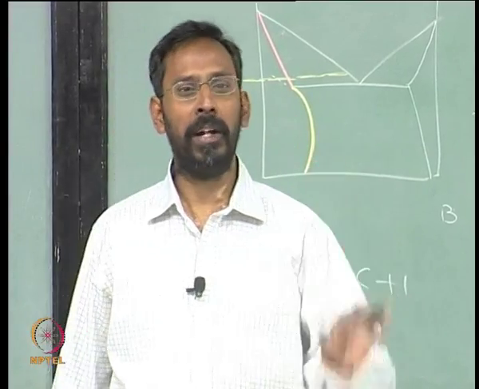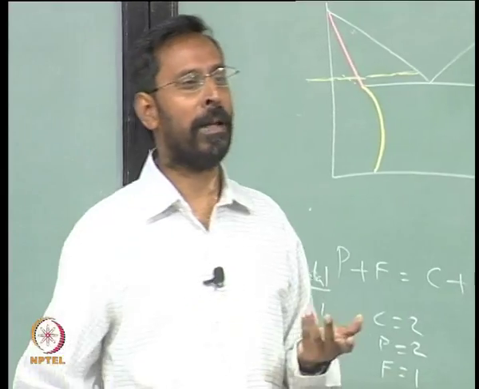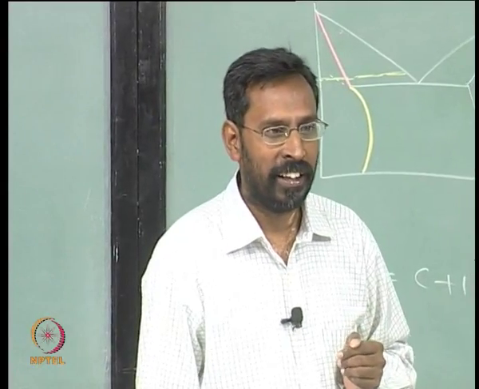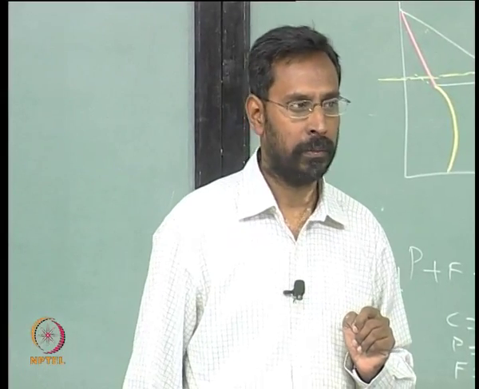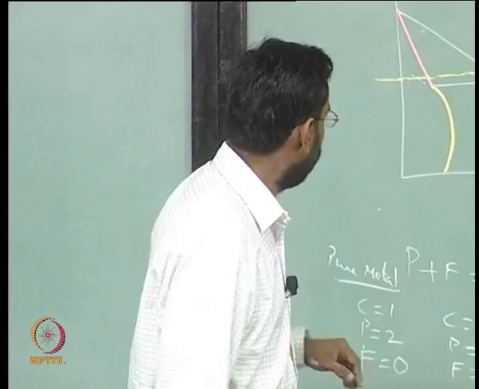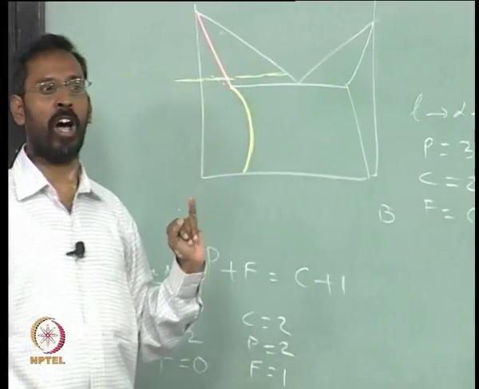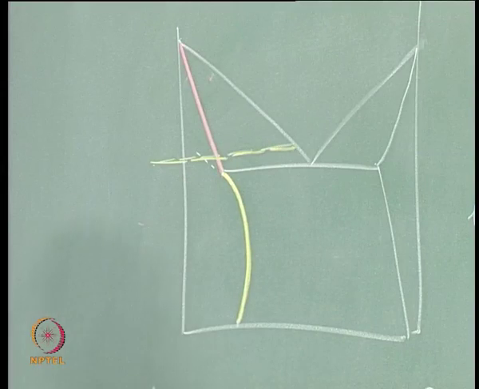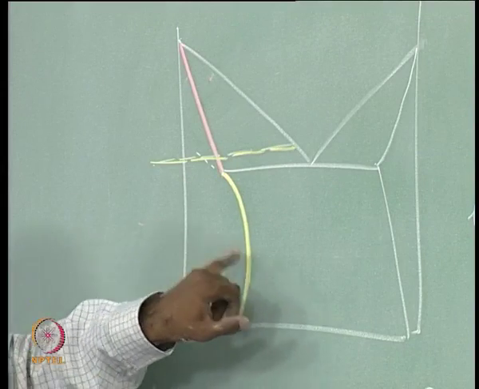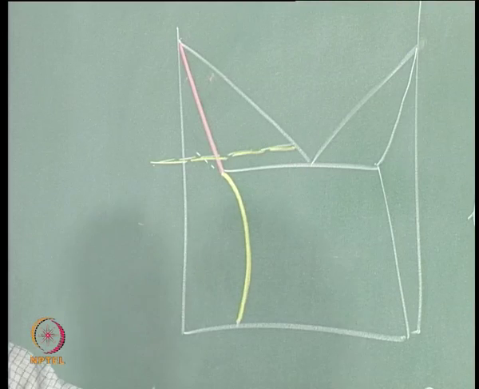In equilibrium with beta. It cannot be in equilibrium with alpha plus beta. What is the meaning of that? Composition of alpha in equilibrium with beta. Am I right? So, this line always, that is what we call the solvus line. The left solvus line gives you the composition of alpha in equilibrium with beta, the right solvus line will give you the composition of beta in equilibrium with alpha.